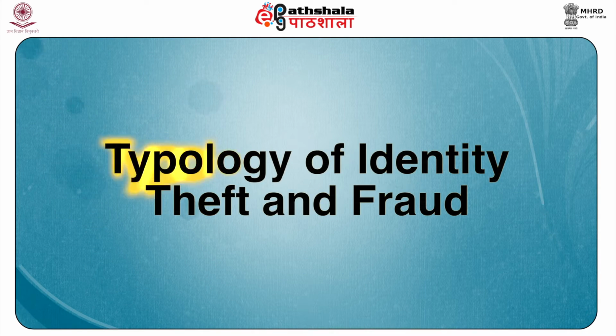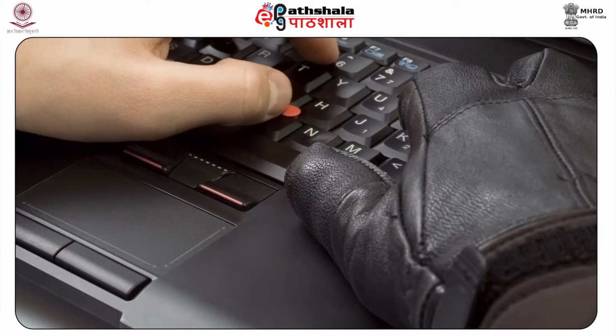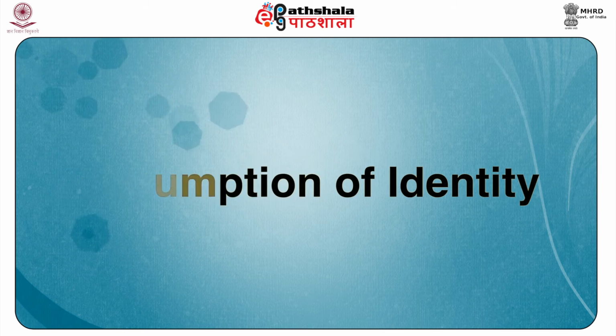Now, typology of identity theft and fraud. Contrary to the general acceptance, identity theft is not a new phenomenon. In contemporary society, identity theft fraud is characteristically characterized by the intention or motivation of the offender. In the most common sense, identity theft fraud may be bifurcated as either financial or non-financial. Under this wide domain, there are five main types of identity theft frauds. First is assumption of identity.